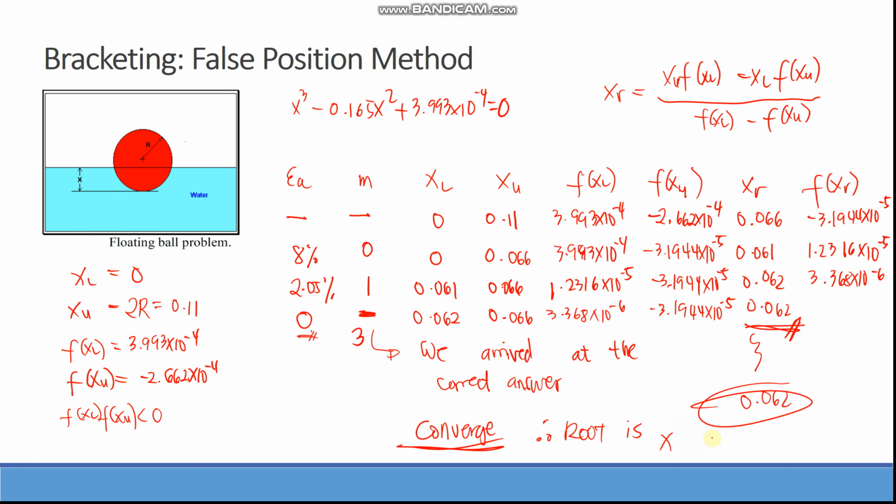x is equal to 0.062. Or in other words, the ball is submerged at 6.2 centimeters. And this will be the answer for this specific problem.